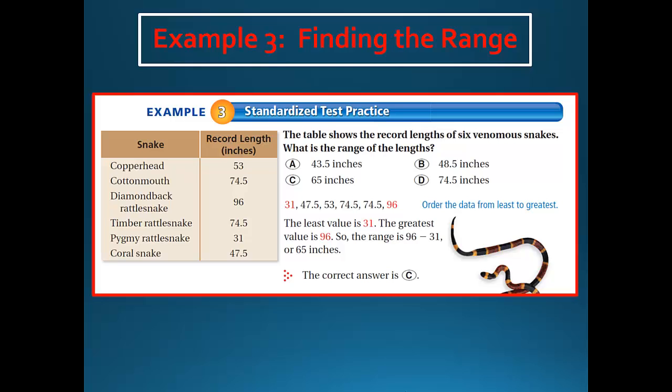We can first put the data in order from least to greatest. And then we're going to subtract the largest number minus the smallest number. When we put our data in order from least to greatest, we're going to find out the largest number is 96 and our smallest number is 31. So we're going to subtract these two numbers and we'll get 65 inches. So our correct answer would be C, 65 inches.